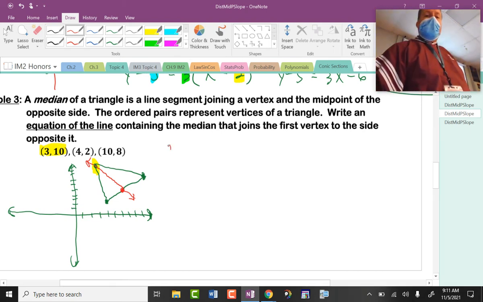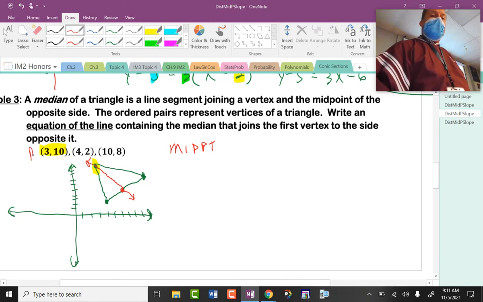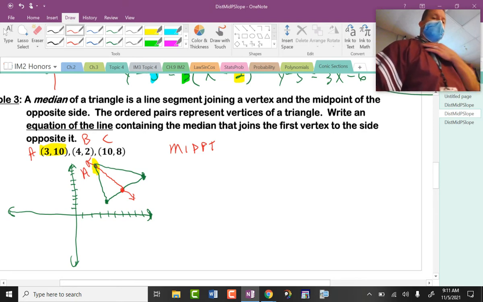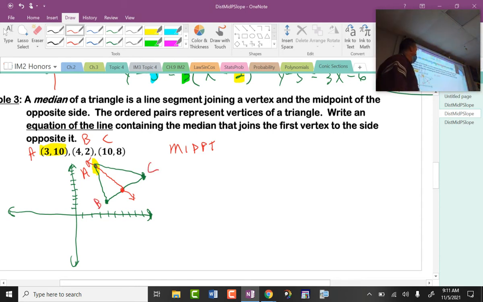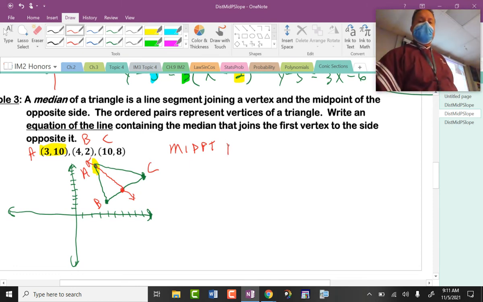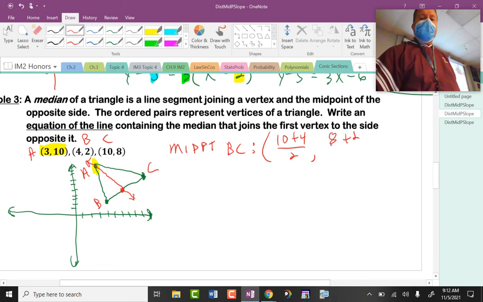So yet again, I need the midpoint, which is actually the midpoint of, my bad, I get myself confused if I don't label these again. This is A. B is 4, 2. Why did I do 10, 8 first? It's weird. And then that's C, 10, 8. So I actually need the midpoint of BC. Midpoint is average. So it's 10 plus 4 divided by 2. 8 plus 2 divided by 2.